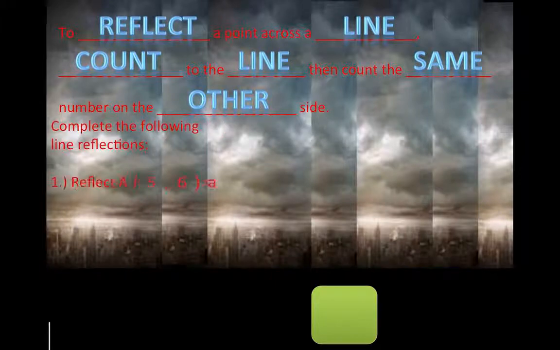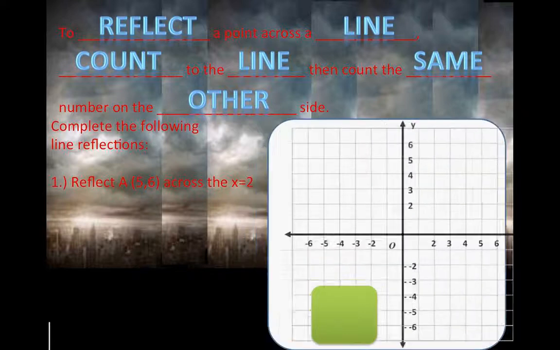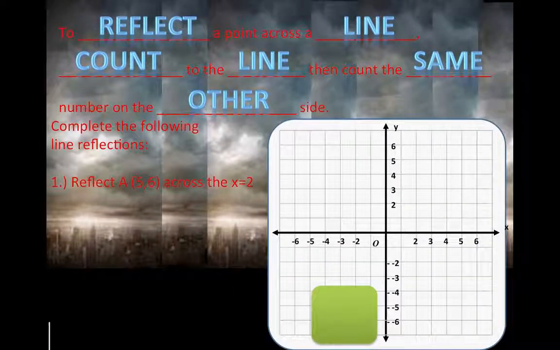So we're going to complete some line reflections here. We want to reflect the point A, 5, 6 across the line x equals 2. So first thing, as always, we want to graph the point A at 5, 6. So we're going to go forward 5, 1, 2, 3, 4, 5, and up 6, 1, 2, 3, 4, 5, 6. We end up right here at 5, 6. Make sure you label it A, and we're going to reflect across x equals 2.